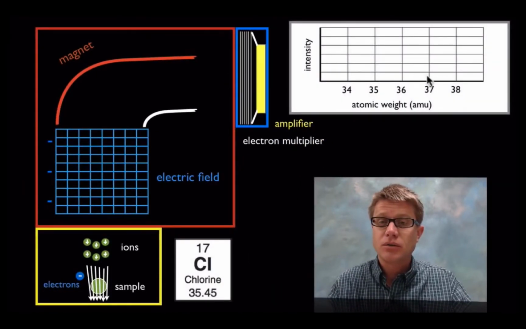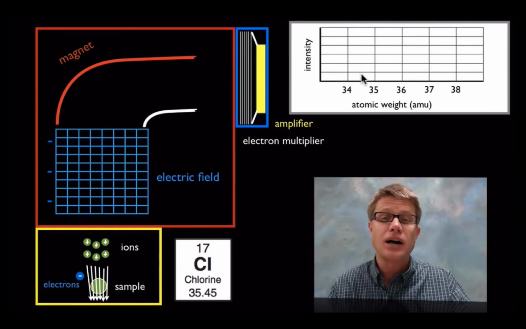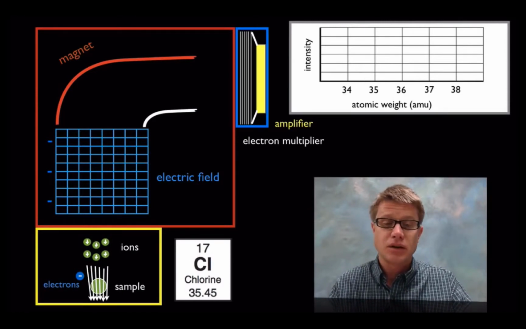And so this is what it's going to look like when we create a spectrum. We're going to have the different weights across the bottom, and then we're going to have the intensity. And so wherever the intensity is high, we're going to have peaks. That means we have a lot of ions with that specific atomic weight.